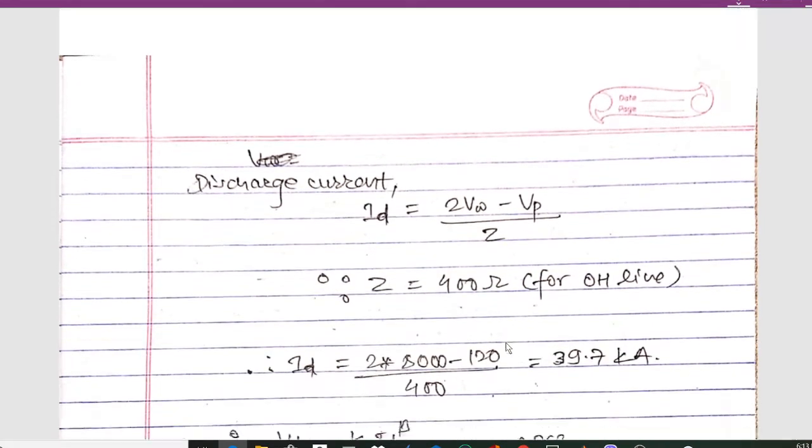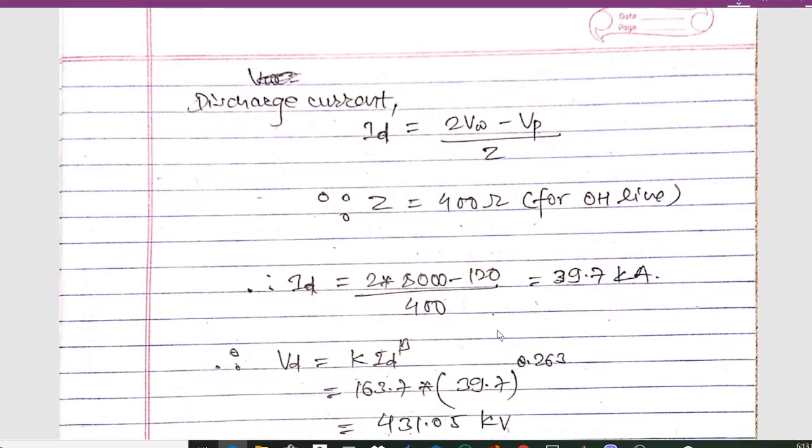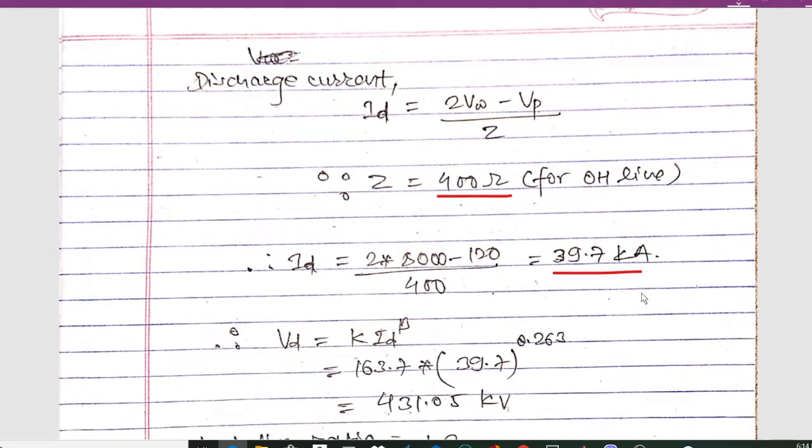Now, in order to calculate the discharge current, we have the formula Id equals 2 into VW minus VP upon Z. Since VW and VP are already given in the question, and Z is not given, for overhead lines we will take the value of Z as 400 ohms. So Id will be 2 into 8000 minus 120, divided by 400, and we get the value of Id as 39.7 kilo amperes.